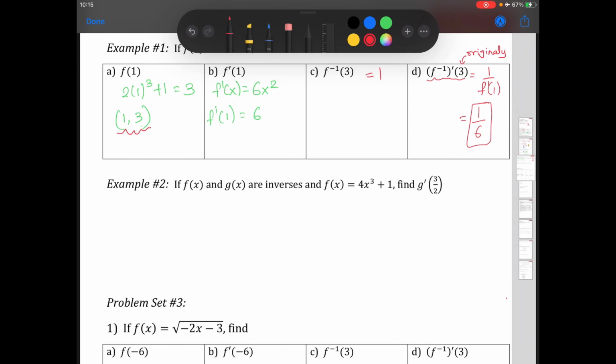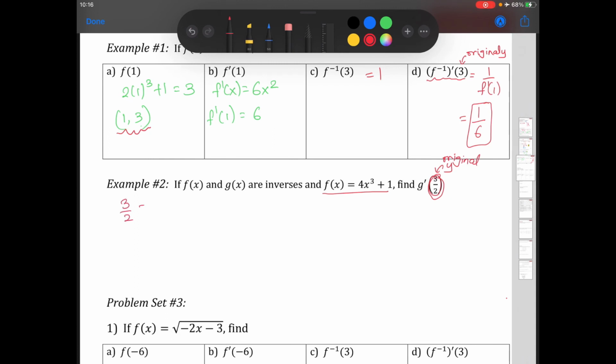So example 2, it says f of x and g of x are inverses. It's giving us the f function, and it wants to find g prime of 3 over 2. Remember, this is your original y. I'm going to write original y each time. So you don't know your x here, right? Can you find your original x? Yes, you can. How? If I substitute 3/2 for y and solve for x, can I not find it?